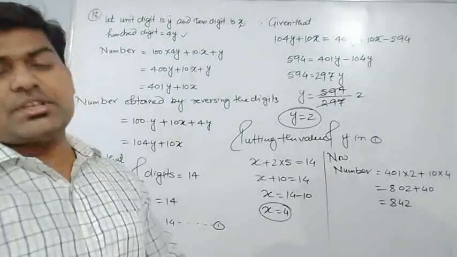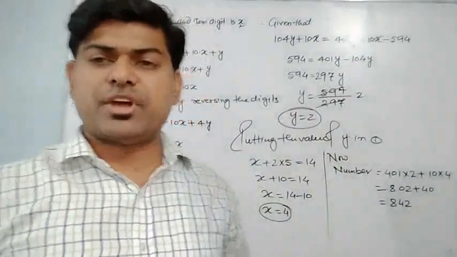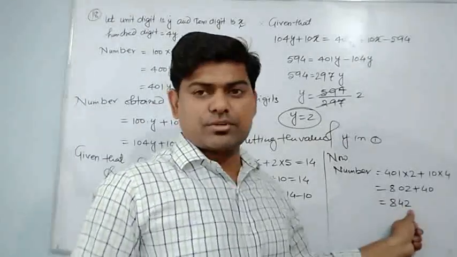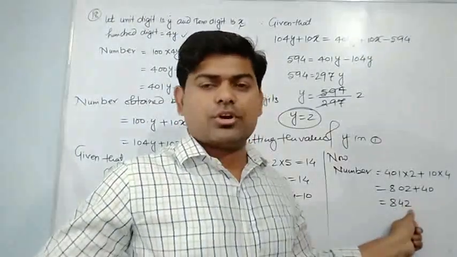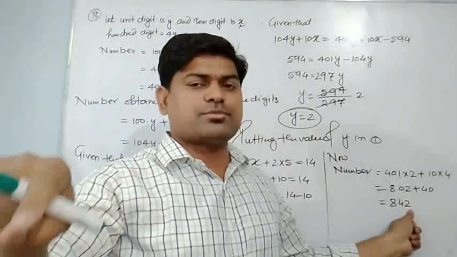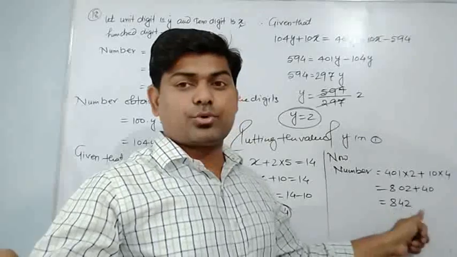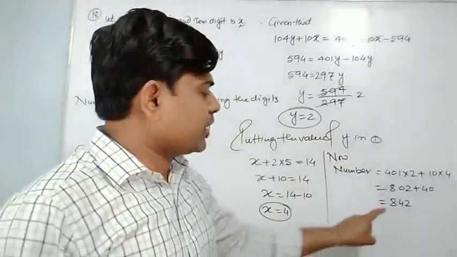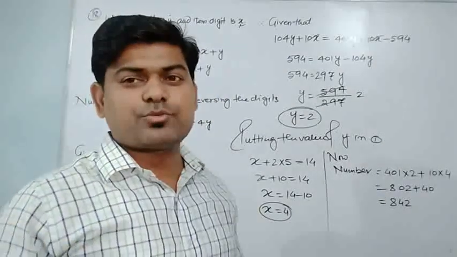842. And now you can see whether all these conditions have been verified or not. Sum of the digits 8 plus 4 is 12 plus 2 is 14. First condition has been followed. In the starting it was given that the hundreds digit is 4 times the unit digit. 8 is 4 times 2, so that is also verified. And the last one, when we reverse the digits, I'll get 248.